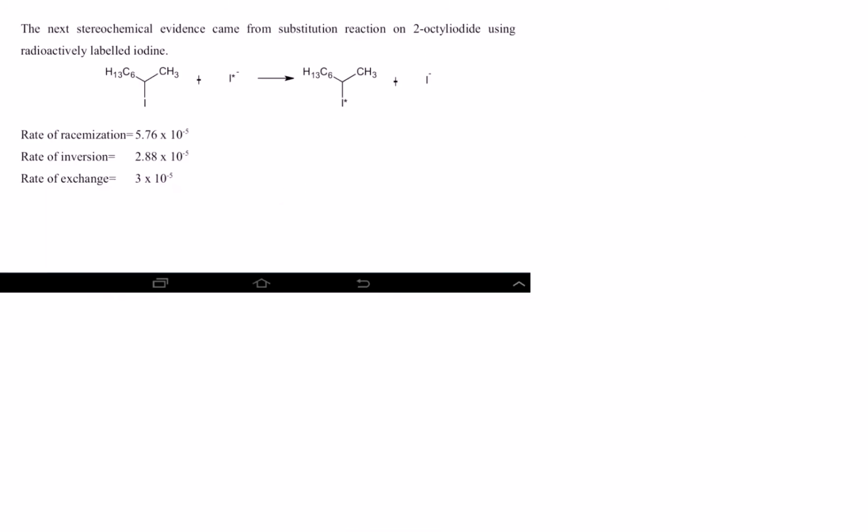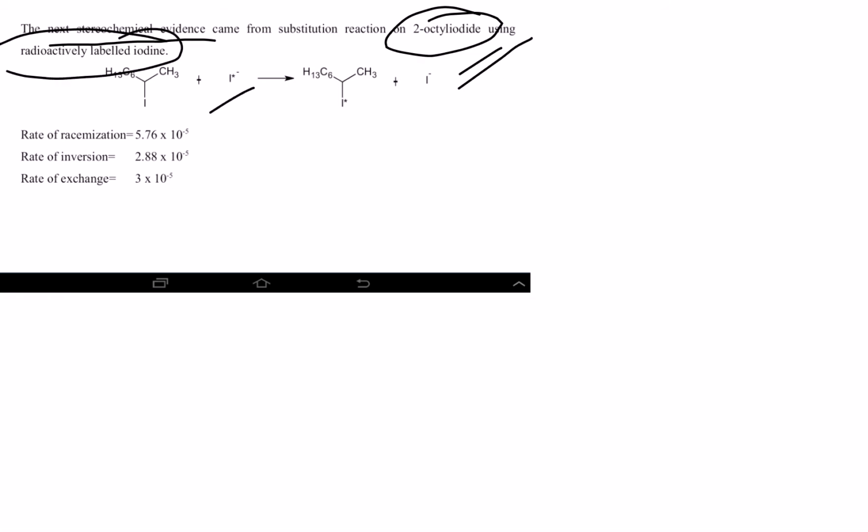A second stereochemical evidence comes from substitution reaction on 2-octyl iodide, which happens to be chiral due to the presence of a chiral carbon atom. If the substitution occurs in the presence of radioactively labeled iodine, in the sense that the radioactively labeled iodine is the nucleophile that replaces the non-radioactive iodine in the starting material, then there are experimental parameters that can be measured, like the rate of racemization and the rate of exchange.